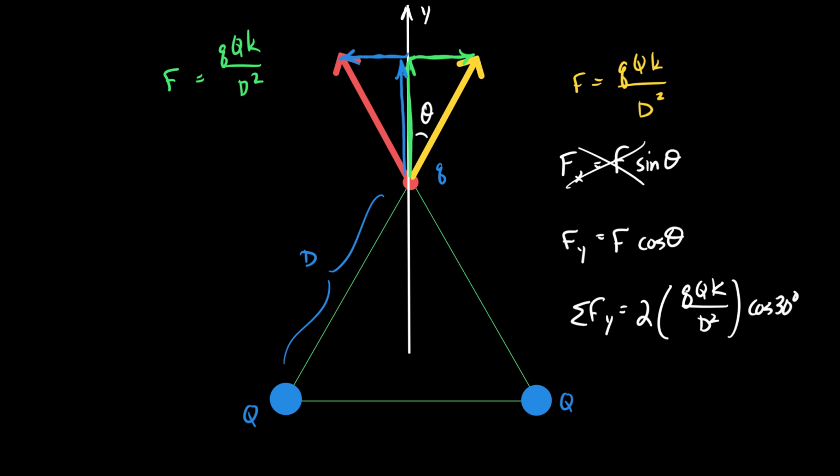So it would probably be best to go that one step further and state your answer as square root of 3 QQ over d squared. Just cancel that 2. How are we doing? All right?